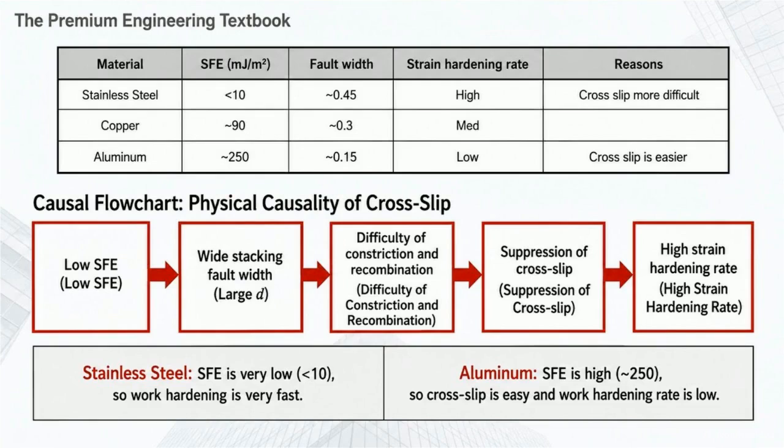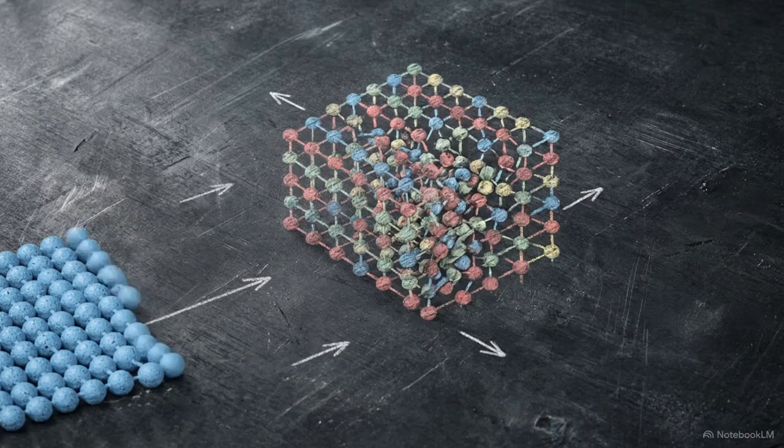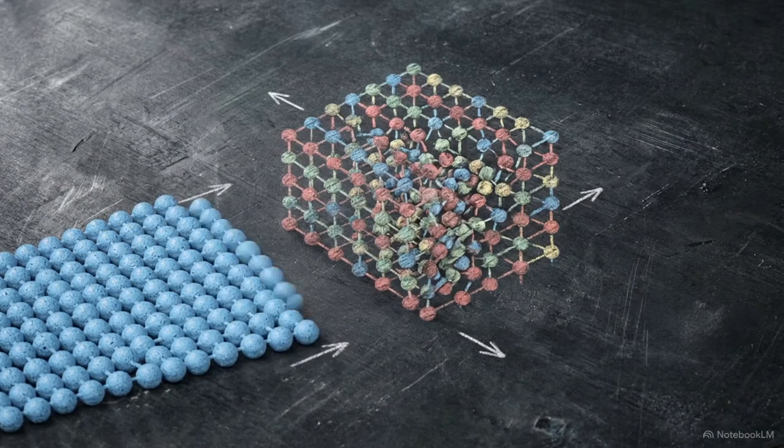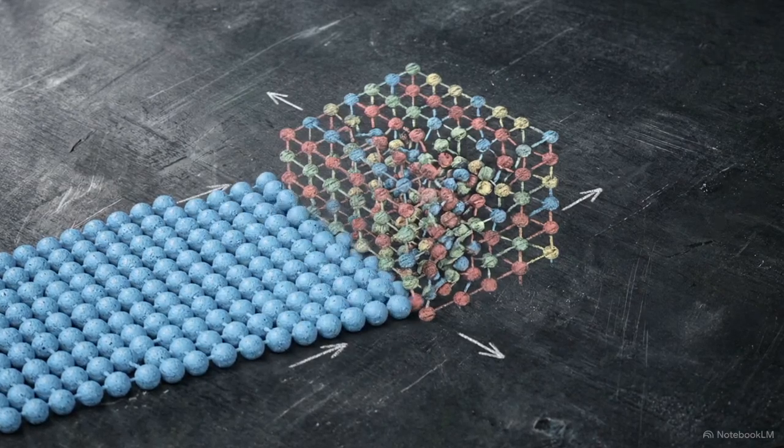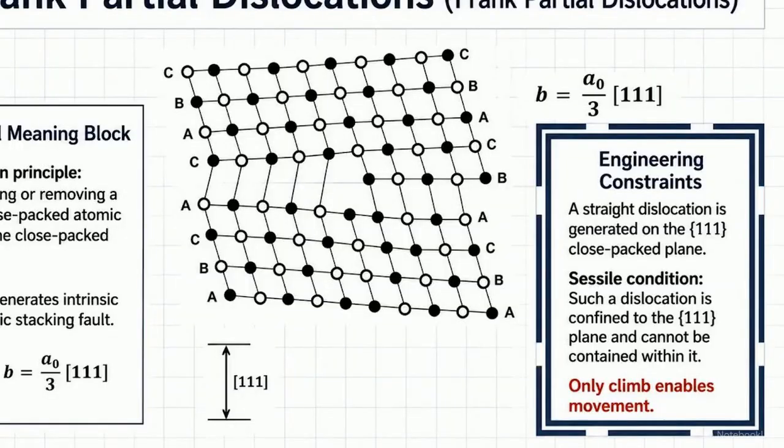Looking at the data table, we see this in practice. Stainless steel's low SFE prevents cross-slip and causes rapid hardening, while aluminum's high SFE allows for easy cross-slip and a lower hardening rate. While some dislocations can glide, others are sessile, meaning they are incapable of movement on a slip plane. This atomic grid illustrates a Franck partial dislocation.